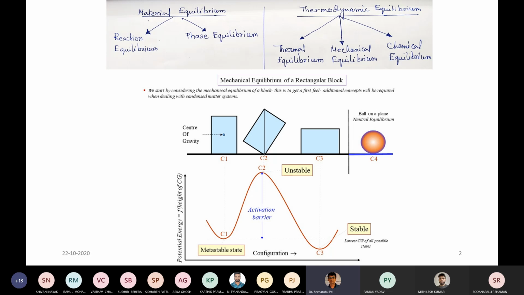Even phase equilibrium is also a dynamic equilibrium. So what is phase equilibrium? It represents that the fraction of the various phases remains constant with time. It is equilibrium with respect to transport of matter between phases of a particular system, and that is very important.